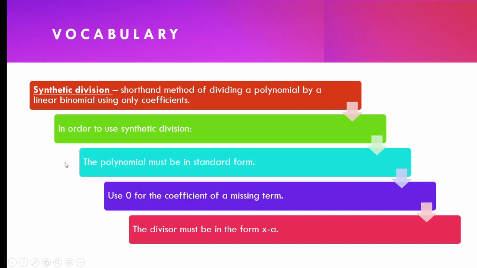The polynomial itself must be in standard form. You're going to use 0 as a placeholder for any coefficient of a missing term, like if you're missing x squared or x. And the divisor must be in the form of x minus a. So we can't have 2x minus 1 or 3x or anything like that. It's x minus a. Let's look at some examples.